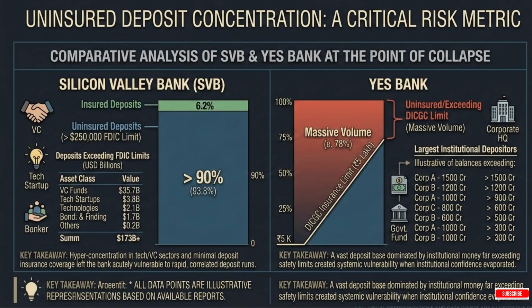Both collapses highlight the fragility of uninsured deposits. SVB had over 90% of its deposits above the FDIC insurance limit. Yes Bank also had a massive volume of corporate deposits exceeding its deposit safety limits, amplifying the risk of flight.